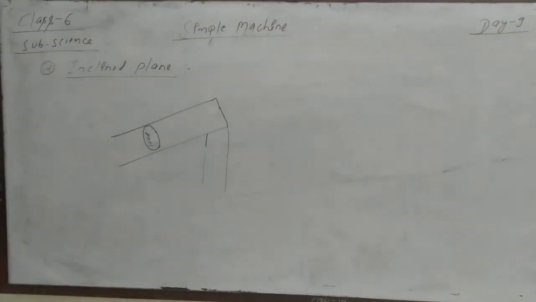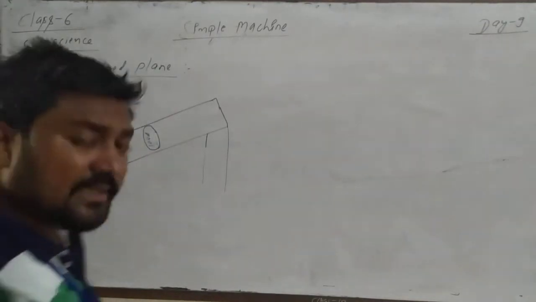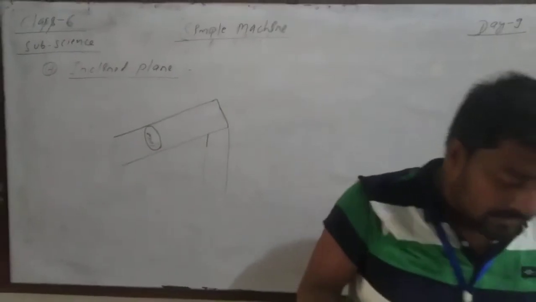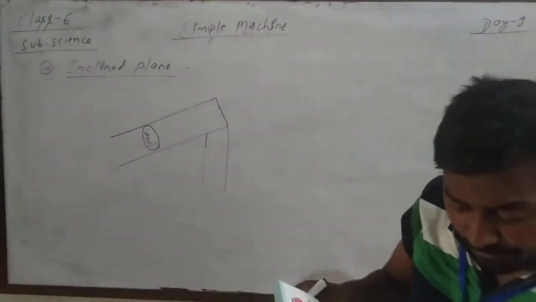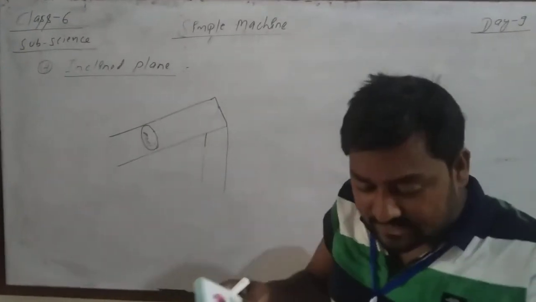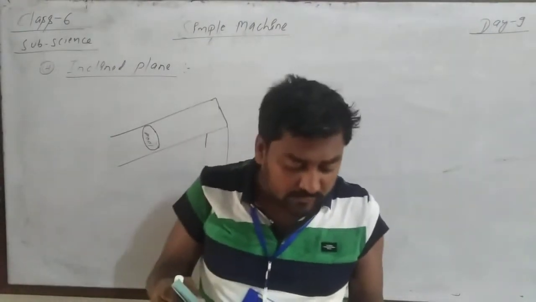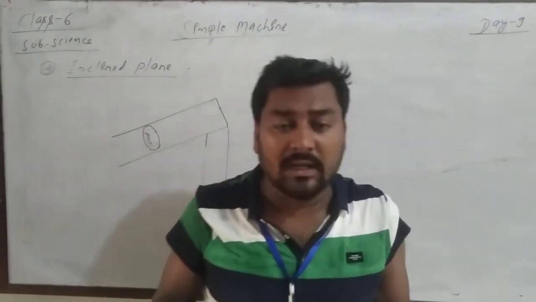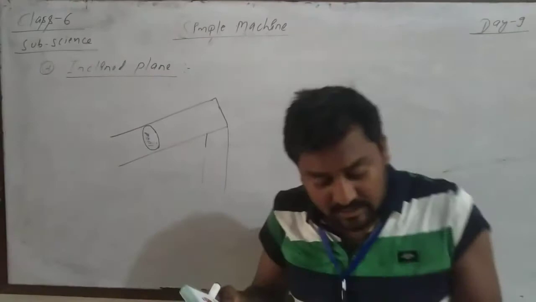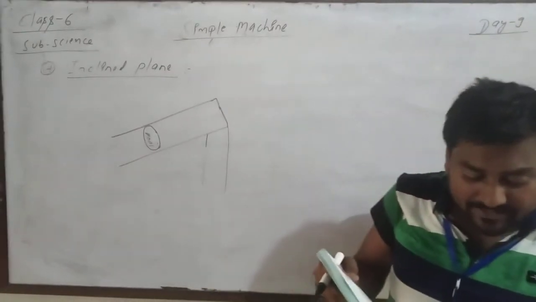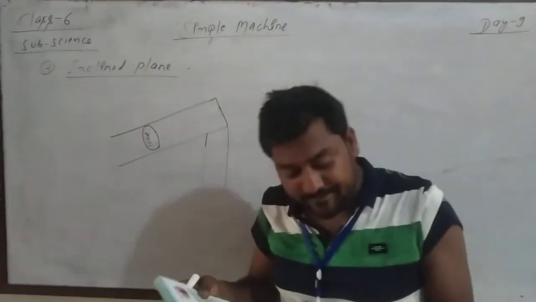Inclined plane. So, what is it in our book? An inclined plank of wood is used to load goods into a truck. Such a slanted surface makes work easier.